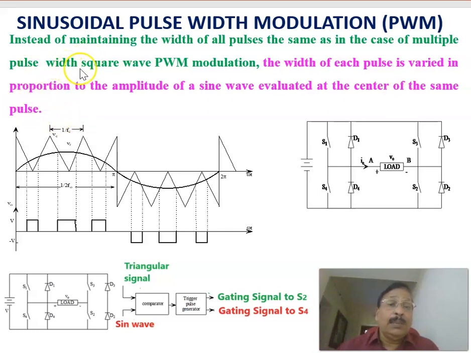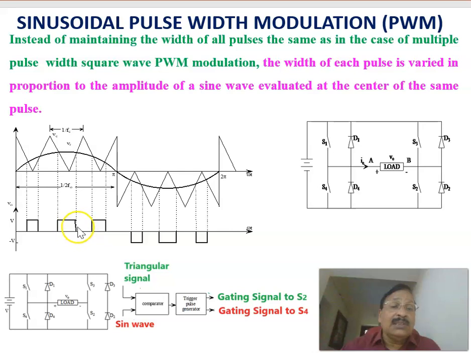Now, in multiple pulse square wave PWM modulation, we have noticed in another presentation that the square wave is the modulating signal, and that is compared with a triangular carrier signal. In that case, the widths of these multiple pulses were equal. But in this case, instead of the square wave modulating signal, we are using a sinusoidal signal as the reference or modulating signal. Now, the pulse width will be varying.